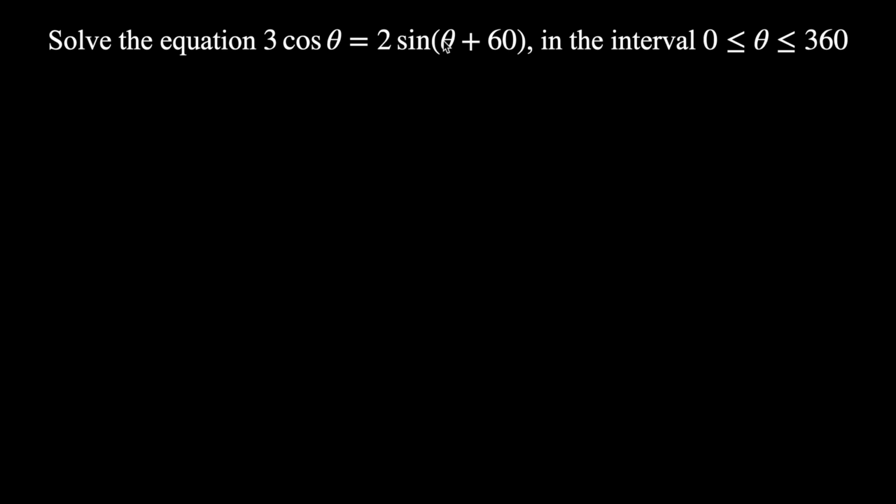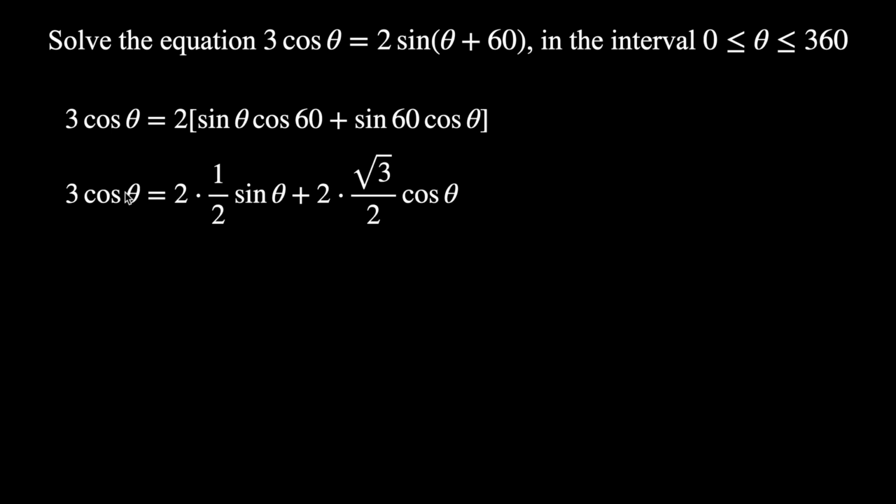The way we deal with sine of theta plus 60 is to use our sum and difference formulas and expand out this function here. Okay, so firstly, using the sum formula for sine, we're going to have 3 cosine theta equal to 2 times sine theta cosine 60 plus sine 60 cosine theta. These are in your formula booklet for A-level mathematics, so it's not something you need to remember, which is nice. So now that we have used that formula, we can expand out these brackets, so we need to multiply both by 2. And also we can use the exact values for cosine 60 and sine 60. So let's plug those in as well.